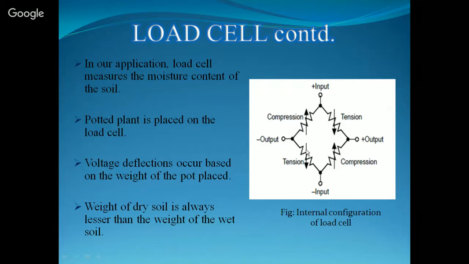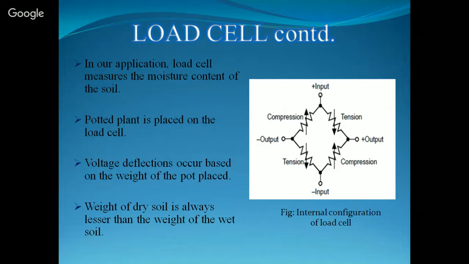In our application, load cell is employed to measure the moisture content of the soil present in the pot placed over the load cell. Depending upon the weight of the pot placed, voltage deflections occur. Obviously, the weight of the dry soil is always lesser than the weight of the wet soil. Based upon the weight of the wet soil and dry soil, the percentage of moisture is determined.